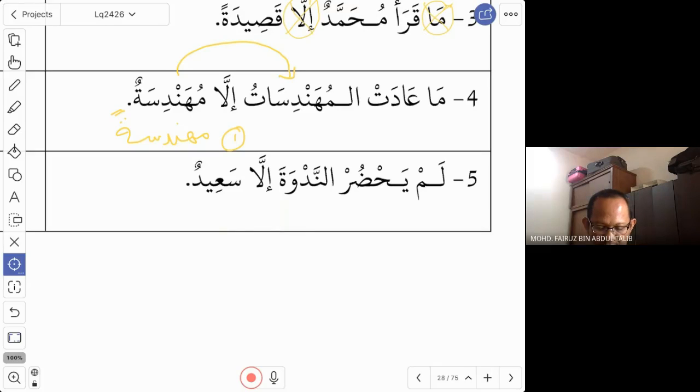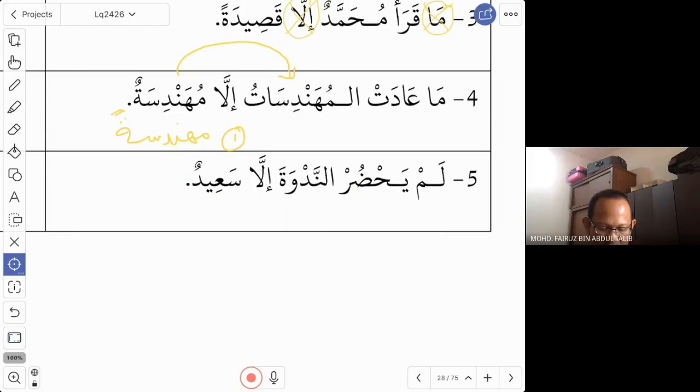So here you have the adat istisna. You have Sa'id, which is the name. The name of that person is Sa'id, not happy. Happy is Sa'id, Sa'ida, that is another meaning, but here it is the person. So only Sa'id. So Sa'id is the mustasna. So we said that this is lam, did not. So it means that the sentence is manfi.